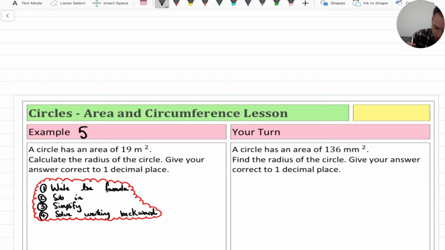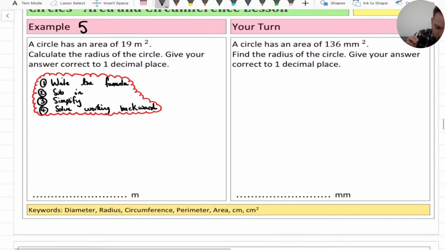The first thing I need to do is I'm dealing with the area, so I need to write down what the formula for the area of a circle is. So my area of a circle is equal to pi r squared. I know that the area is equal to 19, and I know that, well, it's the radius actually, I don't know. So the only thing I can sub in now is 19 is equal to pi r squared. Now remember, we're trying to find out what the radius is.